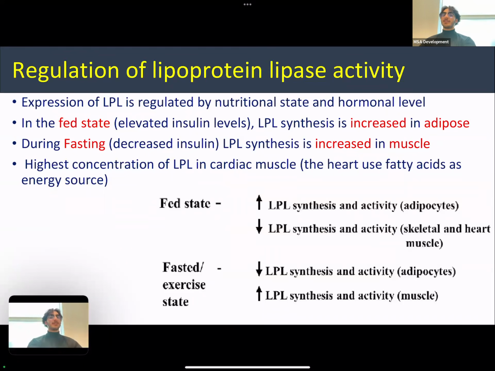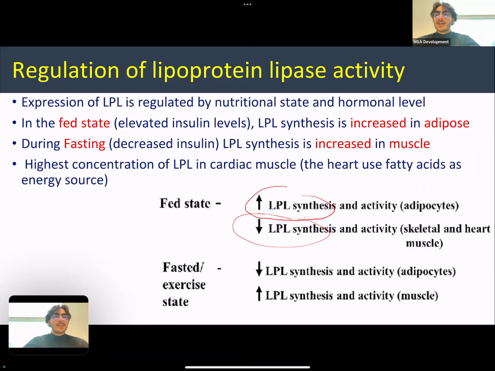So the regulation of lipoprotein lipase activity. In the fed state, LPL synthesis is increased in adipose, and during fasting, it's increased in muscle. Why is that? During the fed state, the adipose wants to store all of these triglycerides, and that's why we have increased lipoprotein lipase synthesis and activity. But at the same time, when we're relaxing and we just had a meal, our skeletal muscles don't rely on the triglycerides as their main source of fuel. So we have decreased LPL synthesis and activity in muscle during the fed state.